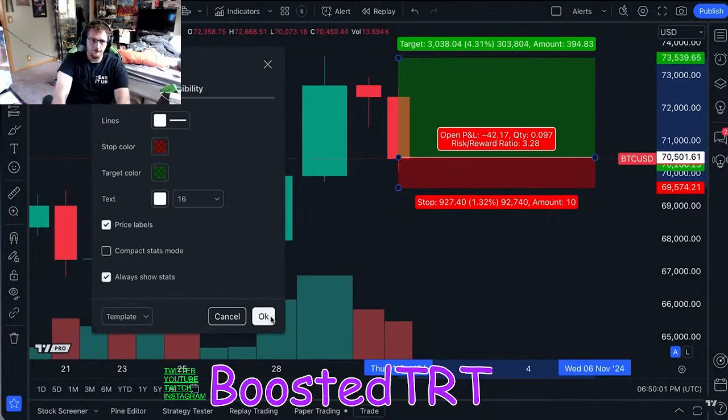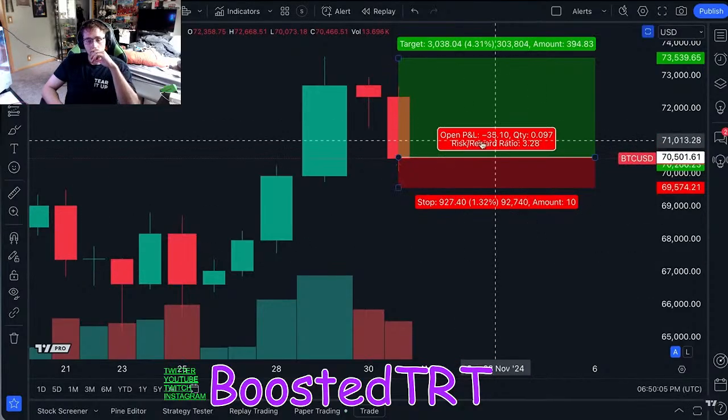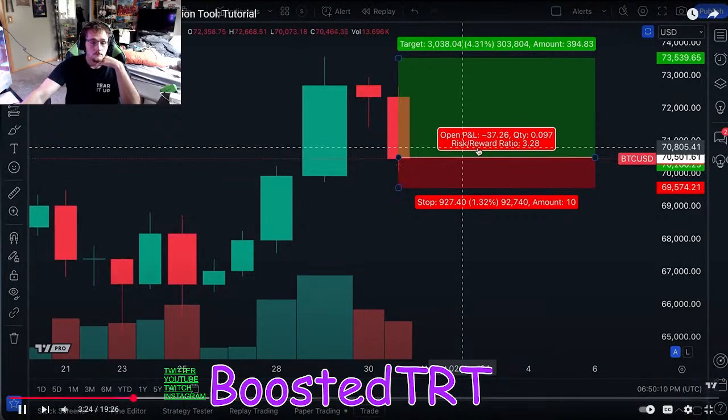Now the reason why we want to have that on is because if you don't have that on, these stats will hide whenever your mouse isn't hovering over the long or short position tool.